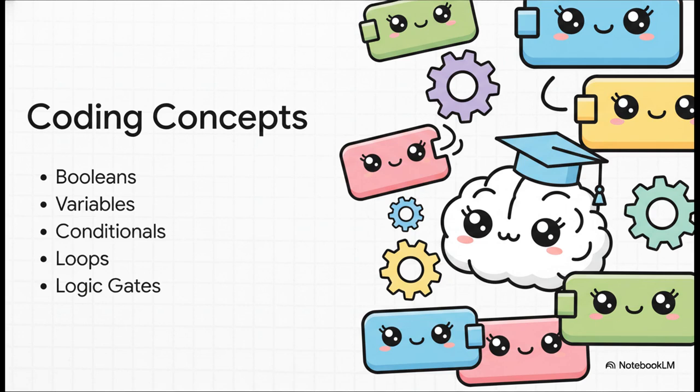Just look at the level of computer science they're achieving. By snapping these colorful blocks together, young minds are effortlessly grasping highly complex concepts: Boolean elements, variables, conditionals, loops, and logic gates. I mean, these are concepts a lot of adults struggle with. But here, the visual language of color makes abstract logic totally tangible.